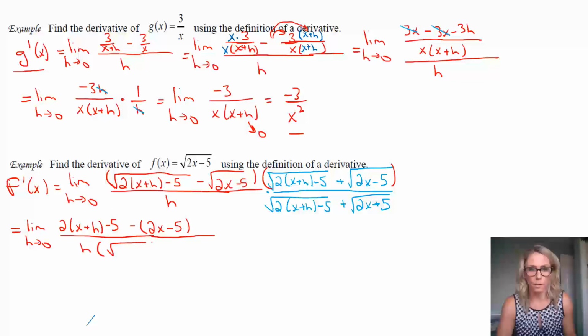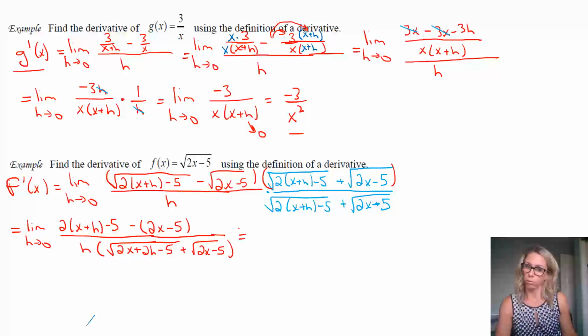That is okay. Do not get worried. We still have them in the denominator. And if you want, it doesn't really matter, but you could multiply that out. I'll just multiply that out: 2x plus 2h plus the square root of 2x minus 5, like that. Okay, now we're on our way. What I hope you see is that this is going to help us in many ways, because we have 2x plus 2h minus 5 minus 2x plus 5.